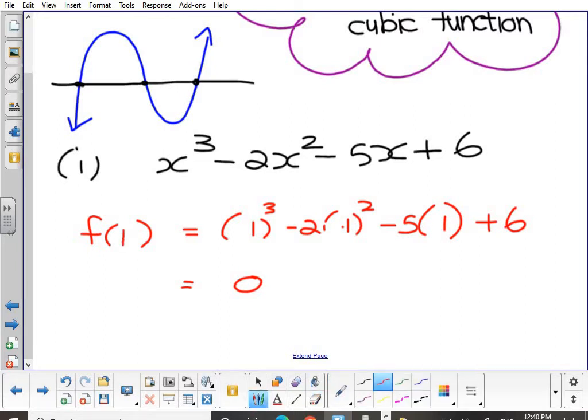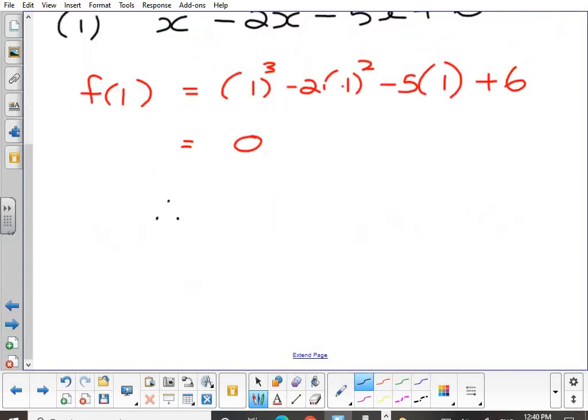So with what did I divide? Think carefully now. Yes. Full marks. So therefore, x minus 1 is a factor, ladies and gentlemen.